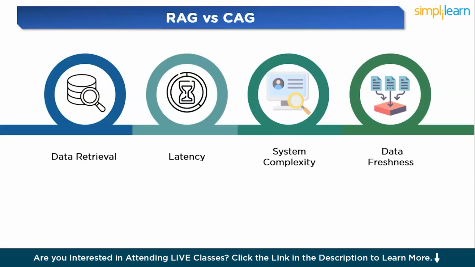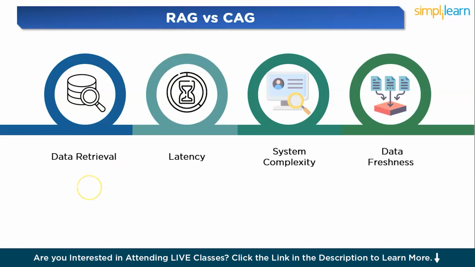Now let us discuss some of the key differences between RAG and CAG. So we have chosen 4 parameters to assess the differences. The first one is data retrieval. If we look into RAG, we get to know that RAG is performing a real-time retrieval of documents or information from any external source. It could be a vector database, at the time of the given query.